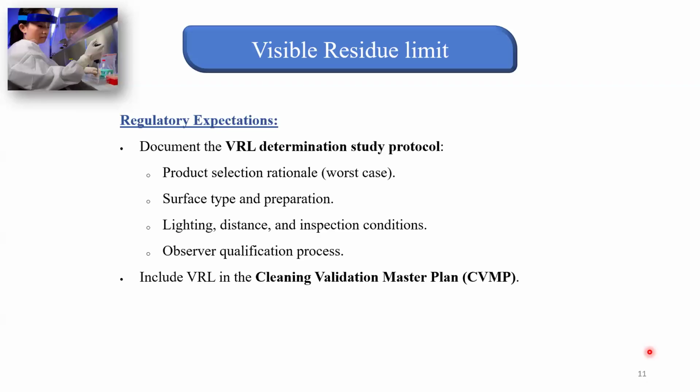Finally, let us look at what regulators expect when it comes to visible residue limits, or VRLs. First, you need to document your VRL determination study. This includes explaining why you selected certain products, especially the worst case ones that are hardest to clean. Next, record the type of the surface, how it was prepared, and the inspection conditions like lighting, distance, and viewing angles. Also, it's important to show that the people inspecting the surface are qualified to do so. And lastly, don't forget to include the VRL in your cleaning validation master plan, or CVMP, so that everything is officially part of your validation process.